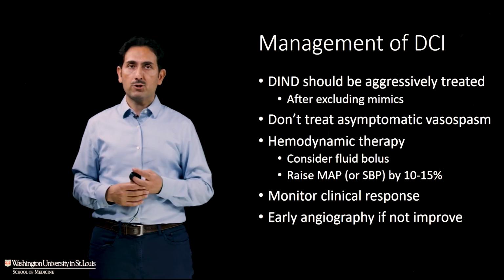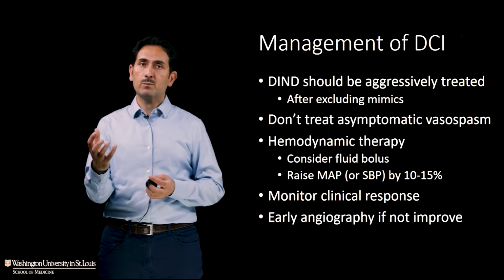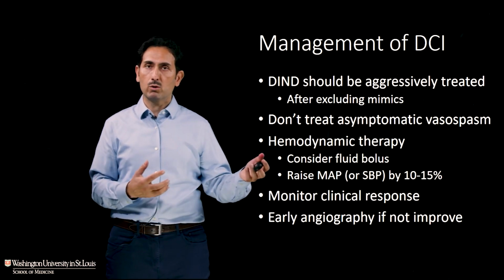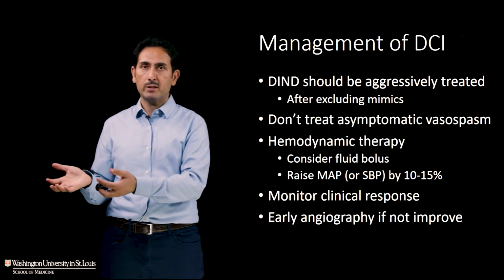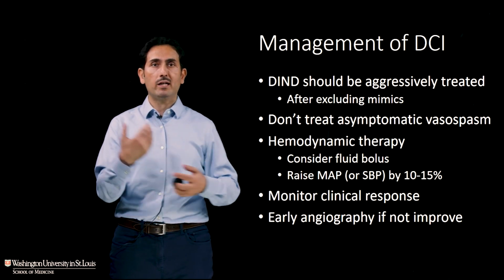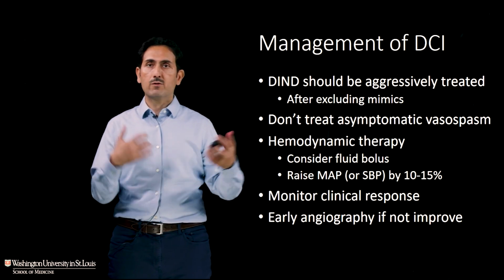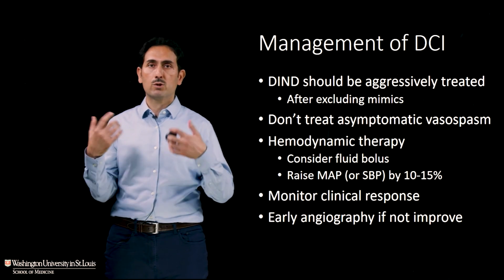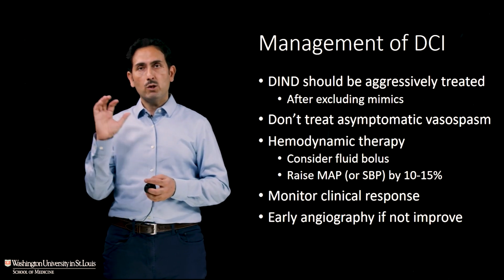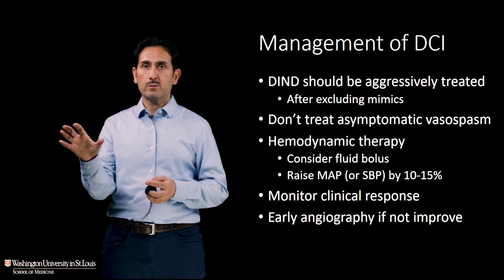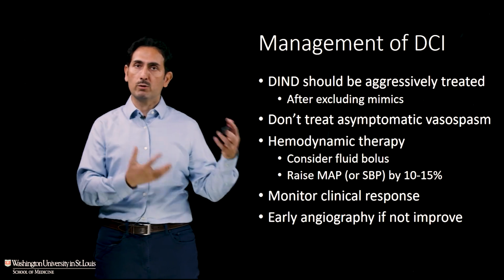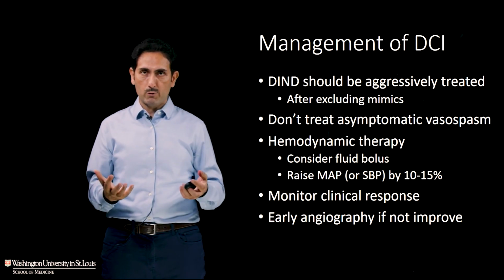And then finally, how do we manage this ischemia? Well, anyone who has symptoms should be treated aggressively to prevent a stroke. First, you will have to rule out mimics, things that might look like a stroke, like a seizure. Patient has a fever or low sodium, may act confused or sleepy. We don't necessarily treat asymptomatic vasospasm. So someone who has narrowing of the blood vessels but is doing well doesn't need all kinds of aggressive treatment.